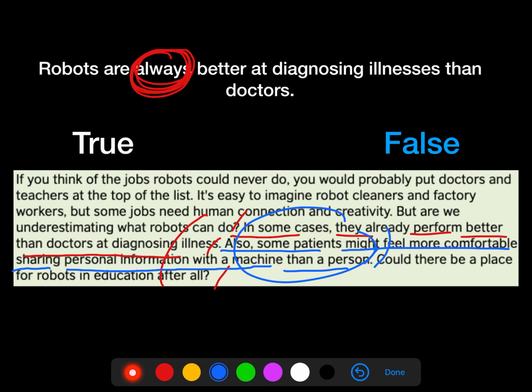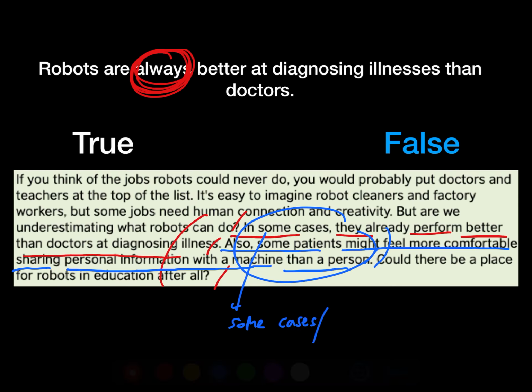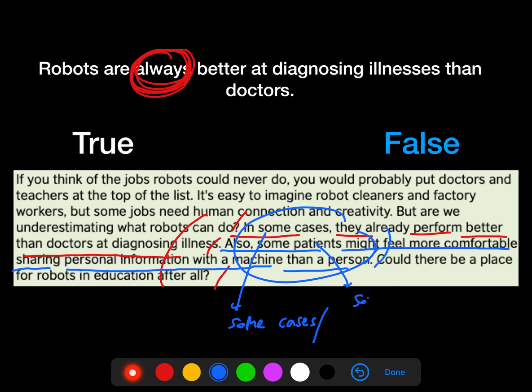Let's focus here. They said in some cases, and also they said some patients. So robots are always better means false. In some cases, they're sometimes better at diagnosing illnesses than doctors, but not always. So the answer was false.